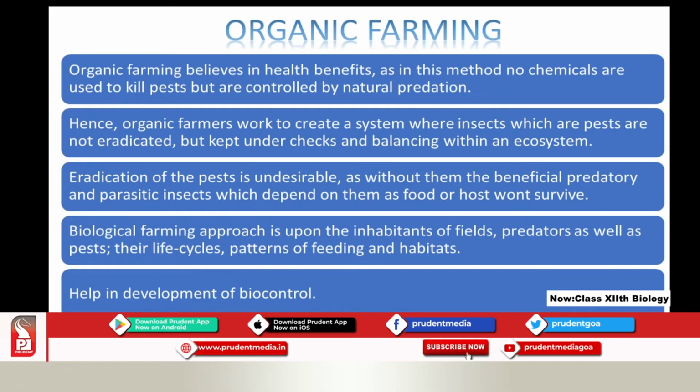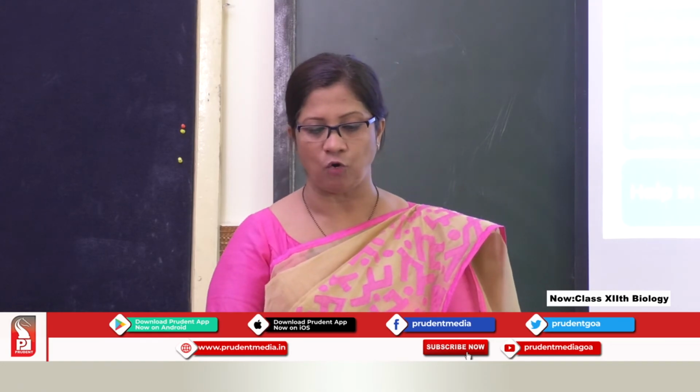Organic farming believes in health benefits, as in this method no chemicals are used to kill pests, but they are controlled by natural predation. Organic farmers create a system where insects which are pests are not eradicated but kept under check, balancing the ecosystem. Why do they have to be kept under check? Because in an ecological environment there is a prey and predator system. If the predators do not get the prey, they will be affected, which you will study in the other chapters on population and ecosystem.